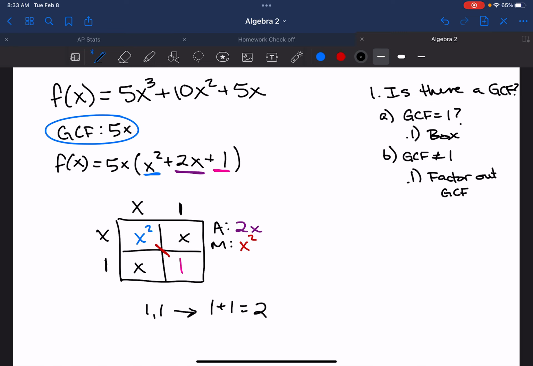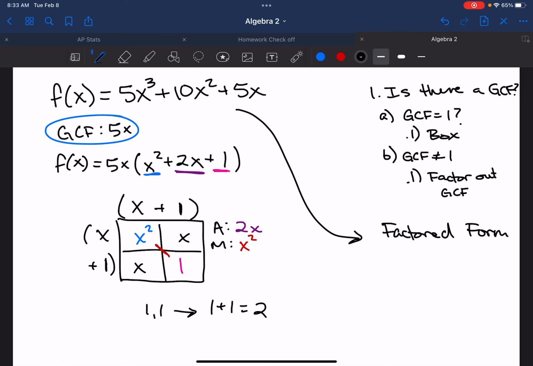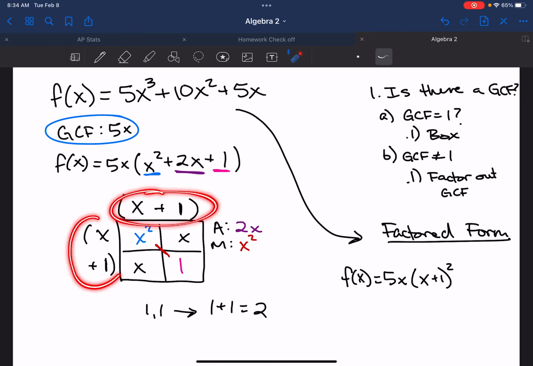So what this tells me is that this is the factored form, which says that I have f of x equals that GCF, don't forget the GCF, times x plus 1 squared, because I have x plus 1 times x plus 1. I can write it as a square, and I don't have to write this binomial twice.